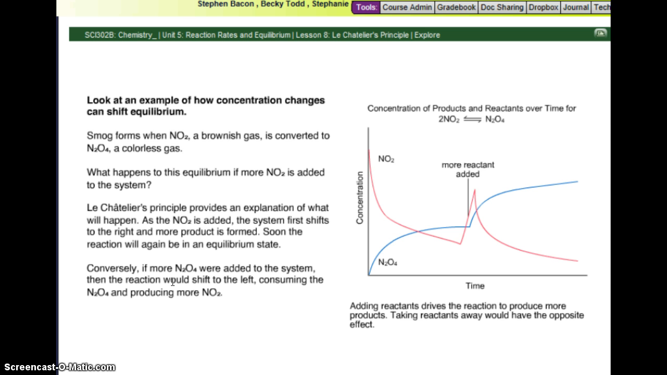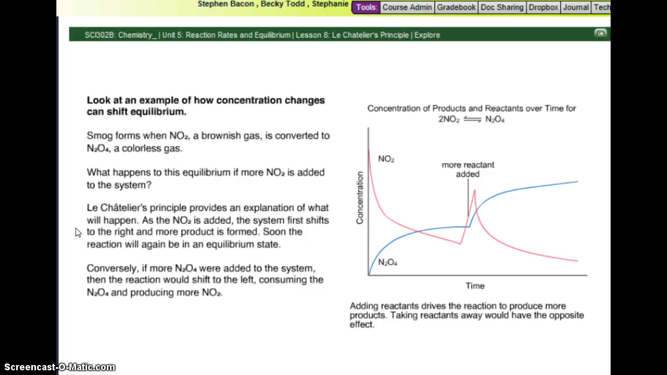Look at the example of how concentration changes can shift equilibrium. Smog forms when nitrogen dioxide, a brownish gas, is converted to N2O4, a colorless gas. What happens to this equilibrium if more NO2 is added to the system? Le Chatelier's principle provides an explanation of what will happen. As the NO2 is added, the system first shifts to the right.